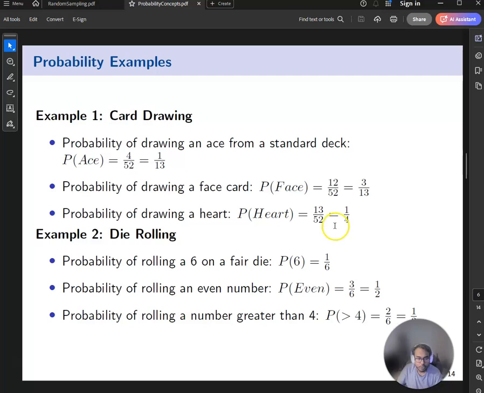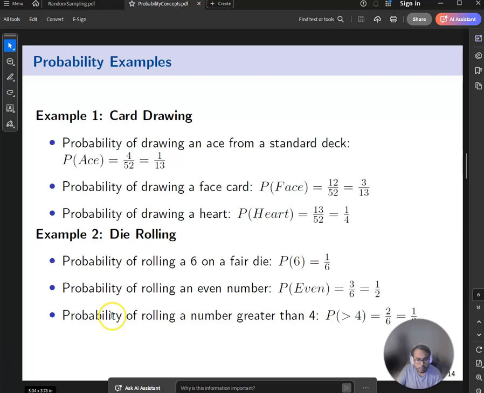Another example is die rolling. So there are 6 possible outcomes in the sample space, omega. The probability of rolling a 6 is 1 upon 6. Probability of rolling an even number is 3 upon 6 because 3 out of those 6 outcomes are even. So you have 3 possible outcomes that are consistent with the event, and 6 possible outcomes in the total sample space. So 3 out of 6 makes it 1 by 2. So you have a 50% chance of rolling an even number.